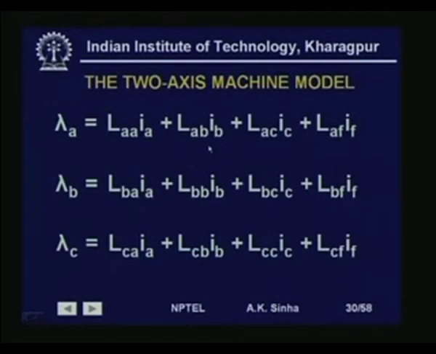So, we use a 2-axis model for the case of salient pole machines. I will not go into the details because we have already done this earlier. We can write down the equations for this machine for the flux linkage of phase A, phase B and phase C in terms of the self and mutual inductances and the currents flowing in the different windings, that is, the stator windings A, B and C, and the field winding, this current IF.